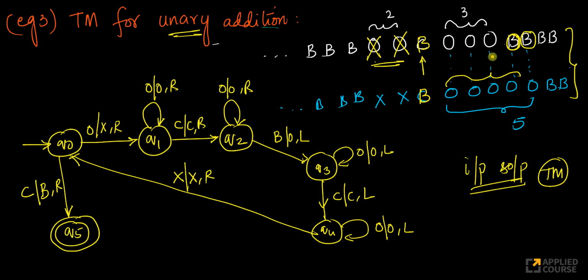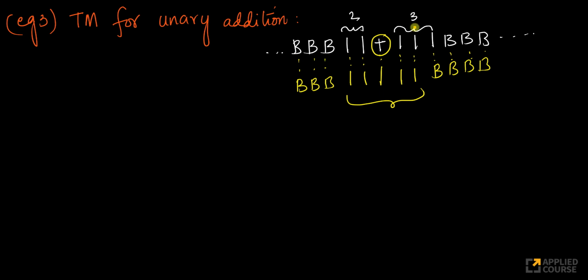What we saw here is one strategy where we are taking each of these symbols, converting them into X, going to the very right and placing the symbol there, placing the zeros there. This is one strategy. The other, much simpler strategy here is: whenever you encounter a plus symbol, change it to 1, go to the very end, change the last one to B. That's it.